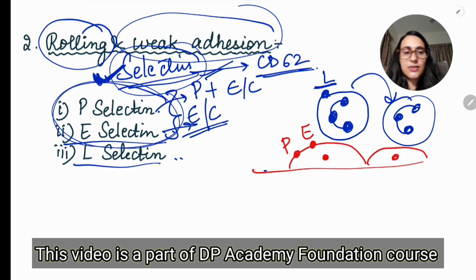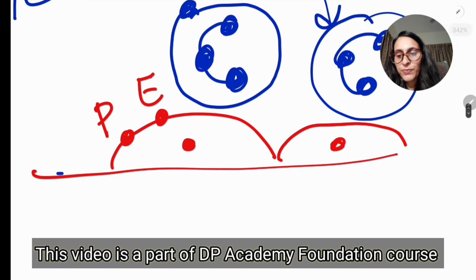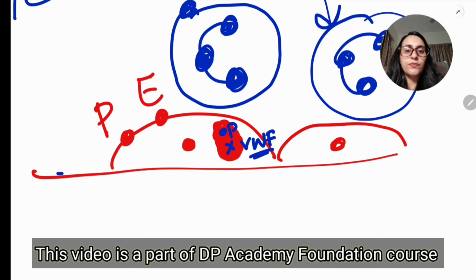Basically, this P-selectin is present in the Weibel-Palade bodies. If this is a Weibel-Palade body, this body is present in the endothelial cell, and it contains P-selectin and von Willebrand factor. So this Weibel-Palade body has P-selectin inside. P-selectin needs to go out, right, for this rolling over and weak adhesion. We want this P-selectin to go out.